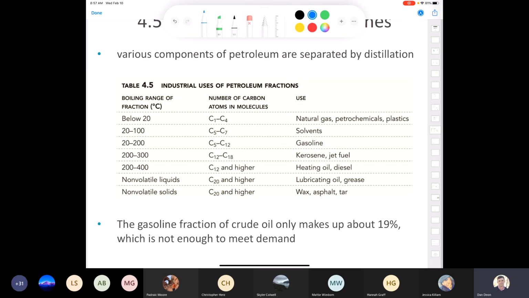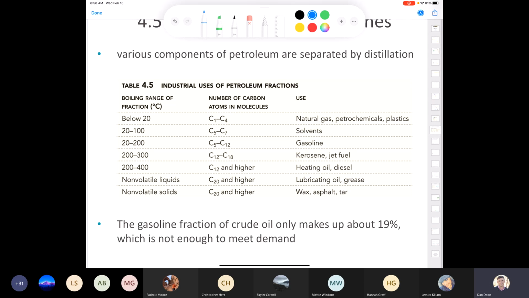Now, I'm probably not gonna ask you anything about this slide, but just so you know, you should have an idea what we're talking about and where things come from. So when they process a barrel of crude oil, only about 20% of that is gasoline, the actual fraction that's found in gasoline. So we have other ways of producing a greater amount of gasoline out of a barrel of crude oil, and that's through cracking and refining.